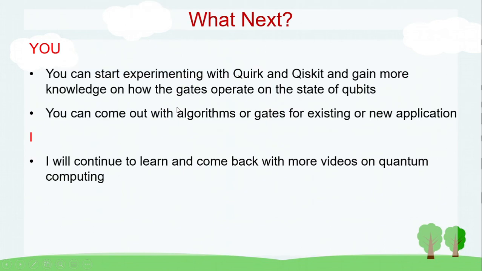So with that, what you can do further is experiment with Quirk and Quiskit. We have two excellent tools, and of course there are other tools from IBM, Microsoft, Google, IonQ; everybody gives them. Then you gain more knowledge by adding, deleting, modifying all those things. You see what happened to the state of the qubits, whether you are able to solve any existing problem or a new problem using different gates. So you can keep trying, and I'll continue to learn and come back with more videos on quantum computing.